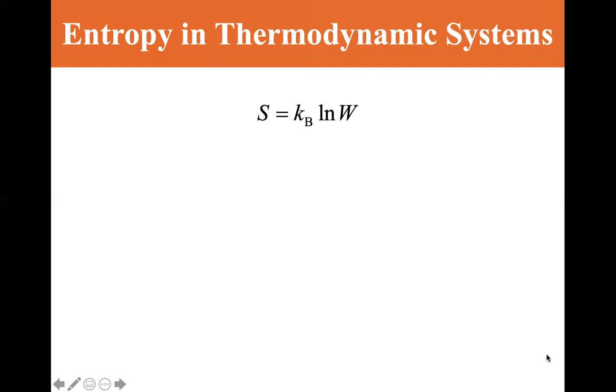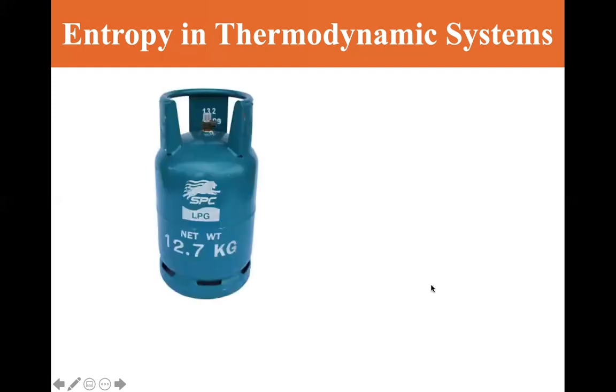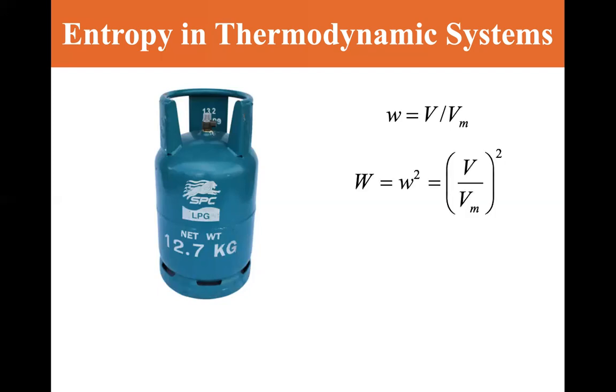So let's look at an example. We have a large volume of gas in a container, and we can divide that volume into a lot of different volumes. So we'll find one molecule in this V_M. So W is equal to V divided by V_M. And if we have two different molecules that we want to locate, then W. Now this W is not work. This is the ways, the number of ways that we can find it. So W equals W squared, which is equal to (V over V_M) squared.